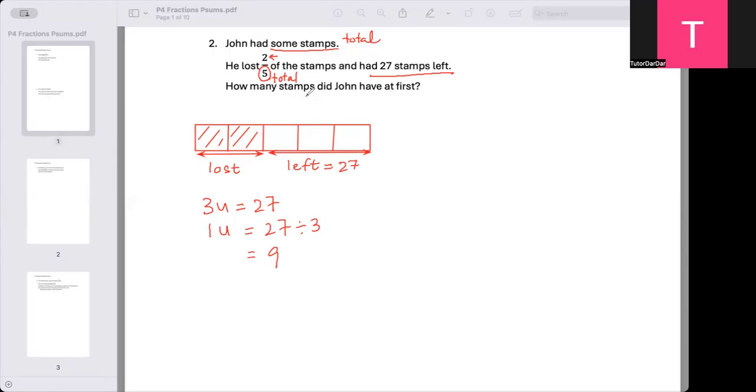So how many stamps did John have at first? So at first will be total, which is 5 units. 1, 2, 3, 4, 5. These are the total number of units. This is total. So 5 units, which is total, equal to 9 times 5 equal to 45. This will be the answer.